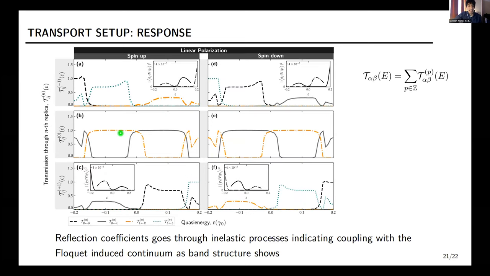Okay, in the case of linear polarization, we find that this follows an exactly mirror scheme because you don't have any kind of circular dichroism in this case.